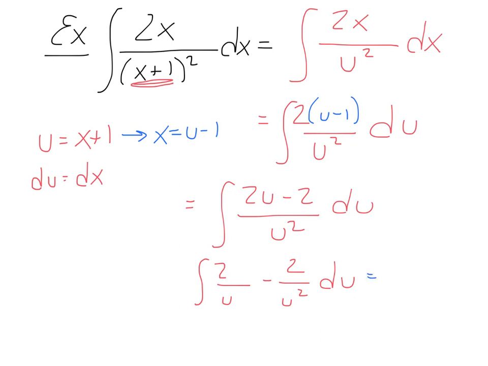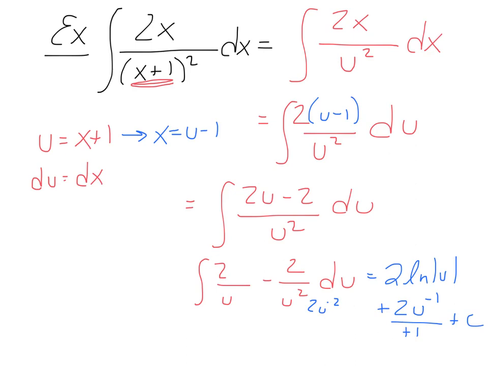The first one is our natural log rule. This will be just 2 natural log absolute value of u. And then the second one is just going to be power rule. Remember, this is 2u to the negative 2. So it's going to be minus 2u to the, add 1 to the exponent, and we divide by the new exponent, plus c. So those double negatives will go and cancel out.